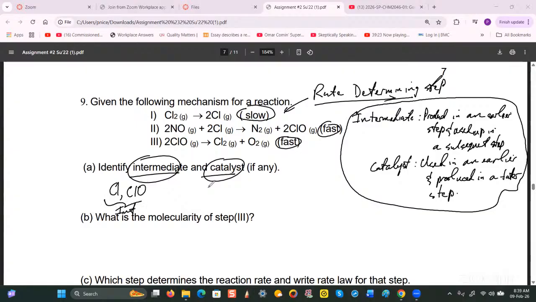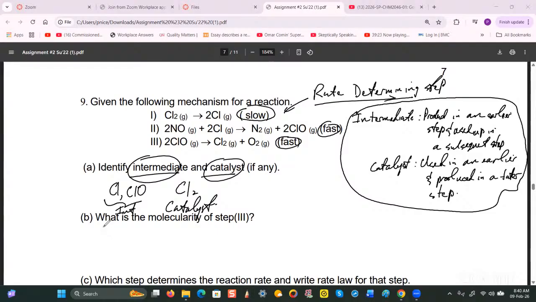Okay, what about the catalyst? Now remember, a catalyst is used in an earlier step and then produced in a subsequent step. Cl2. Cl2 is correct. So this would be your catalyst. All right? Very good. So that's the A part.